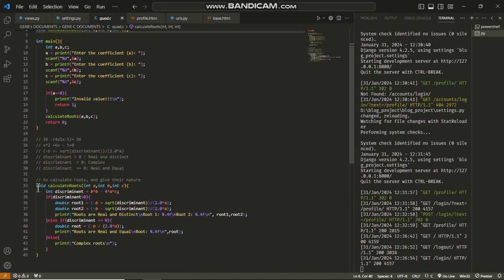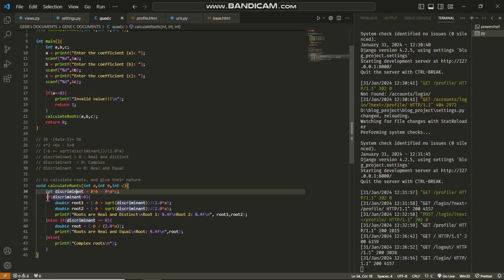So we are going to recall our function here, and inside the block of code, we are going to first declare our discriminant as an integer type. Our discriminant is going to use the formula b squared minus 4ac. I've typed it in the way that b times b, which is the same as b squared, minus 4 times a times c, and that's going to be our discriminant.